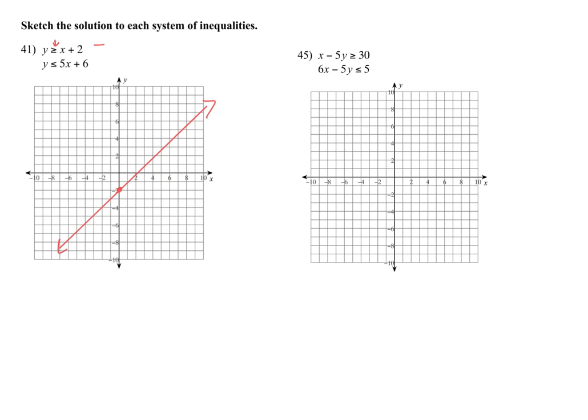This one is solid. It is solid because this has an or equal to. I'm going to do the same thing with the second line. I'm going to start, well, hopefully at the right place. Let's move him up where he goes. Plus 2. There we go. Start at 6. And I am going to go up 5 and right 1 or down 5 and left 1. In this case, I'm going to choose to go down 5 and left 1 because up 5 takes me off my graph.